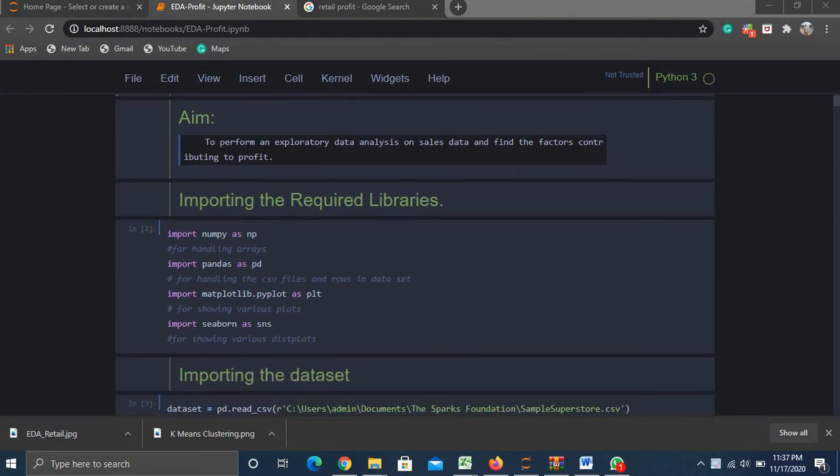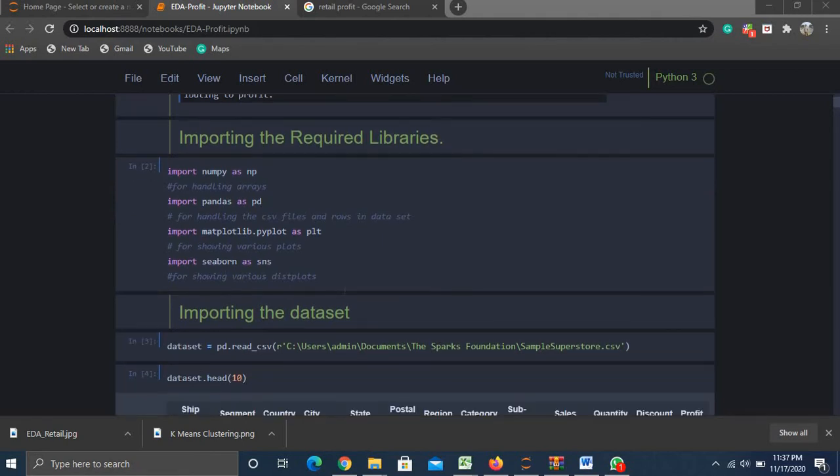Okay, so as usual, we're going to import the necessary libraries. The previous three libraries, I'm just going to explain once again. NumPy is for handling various arrays, Pandas for handling CSV files and rows and columns, Matplotlib is for handling various plots, and Seaborn is for handling fancier plots, which I will explain along the way.